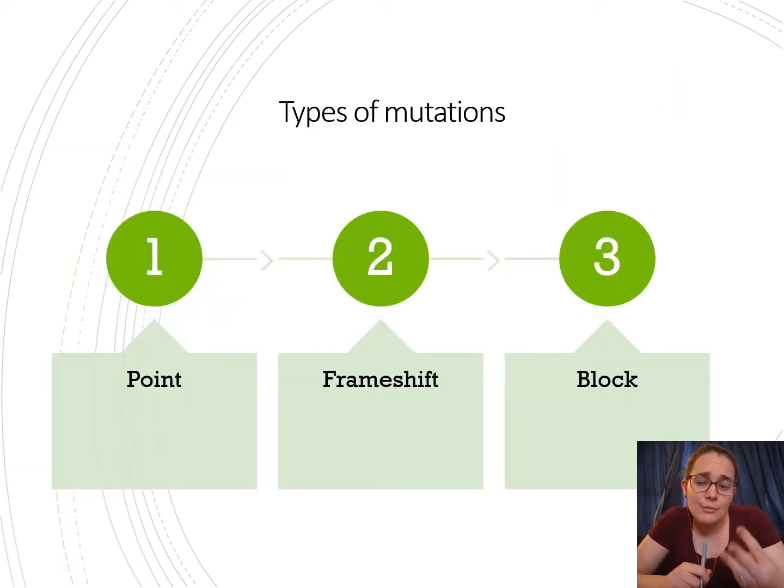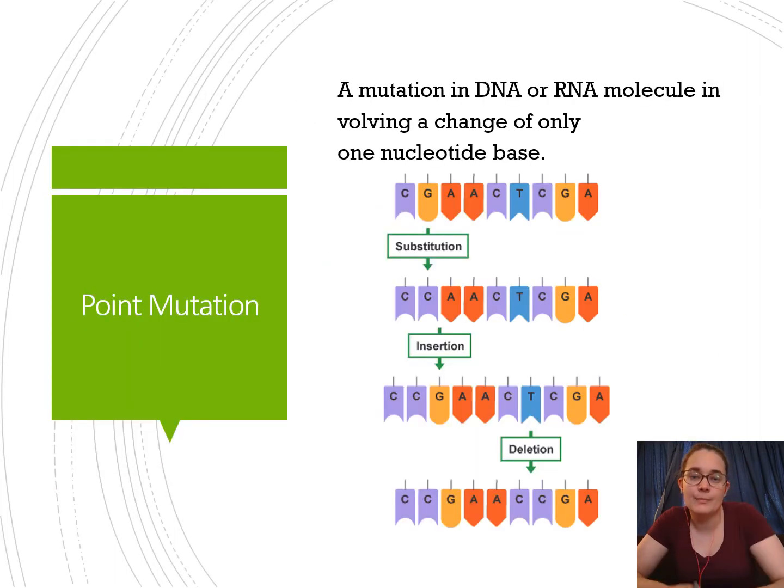There are 3 types of mutations that you need to be aware of. The first one is a point mutation. The second type is a frame shift, and the third is a block mutation. The first one, the point mutation, can be something like a substitution. As you can see in the example here, we've changed the G to a C. So we're just subbing it out, swapping one for another.